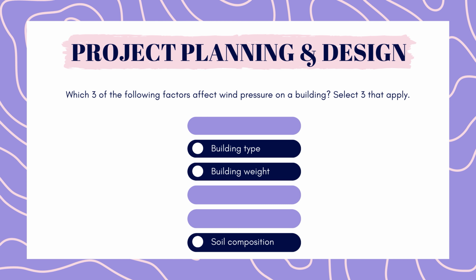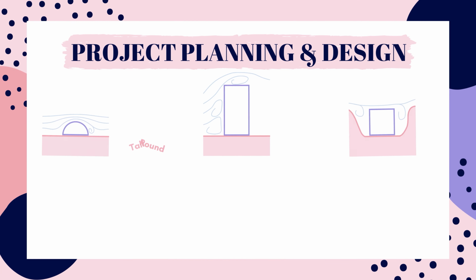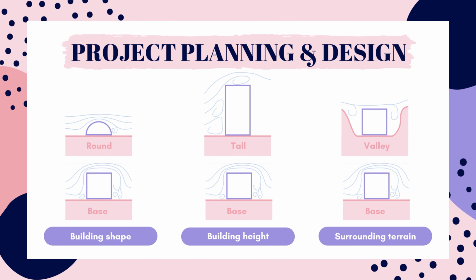And the correct answer is building height, building shape, and surrounding terrain. The building type, weight, and soil composition do not affect wind pressures on a building. Shape plays a big role in the effects of wind on a building. The more streamlined or aerodynamic, like this round building, will experience less wind pressure than buildings with sharp edges.